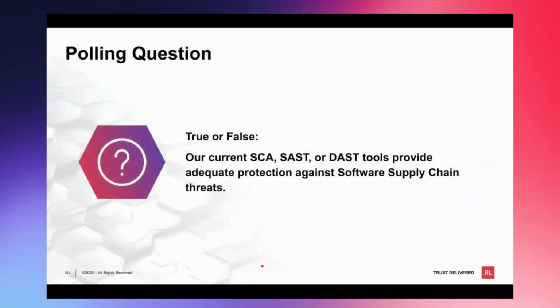So that question we asked at the beginning, we want to ask it one more time. True or false? Our current SCA, SAST, or DAST tools provide adequate protection against software supply chain threats. If you could please put the poll on the screen for us to chime in again and decide how they feel about the very same question once again.